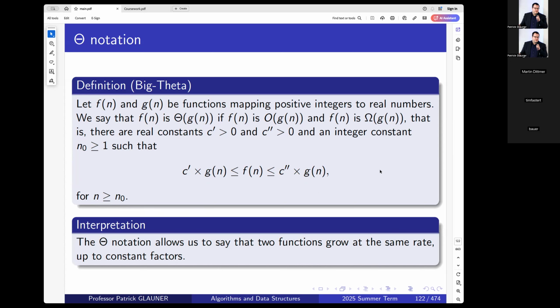This theta notation is interesting because it allows us to say that two functions grow at the same rate up to constant factors. So not just an upper or a lower boundary, but both. So it just runs at the same rate within these constant factors. And this is quite interesting.